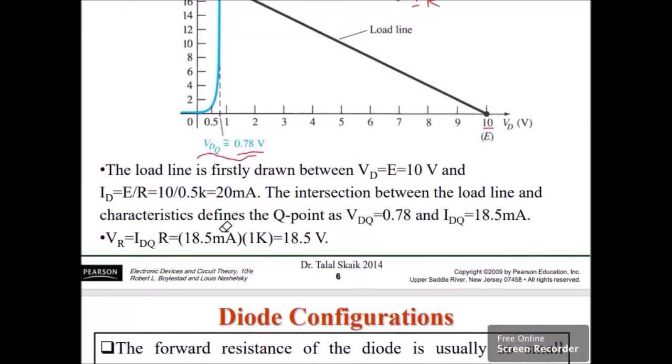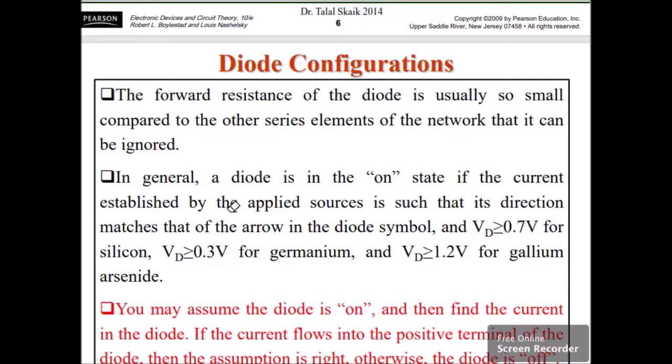Okay? And also, please do not forget that a diode is in the on state if the current is established by the applied sources such that its direction matches that of the arrow in the diode symbol. And of course, kapag nag-on siya, depende kung anong klase siya ng diode. Kapag made of silicon siya, meron siyang 0.7 volts kapag nag-on. Mag-on siya kapag umabot na siya dito sa 0.7. For germanium, nag-on siya kapag umabot na yung voltage mo sa 0.3. And for gallium arsenide, kapag umabot na siya sa 1.2 volts.